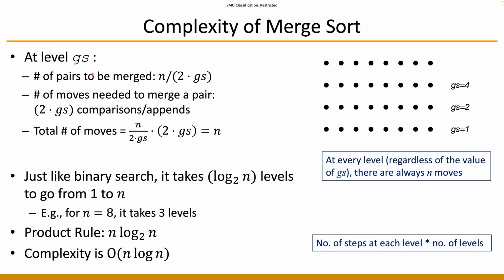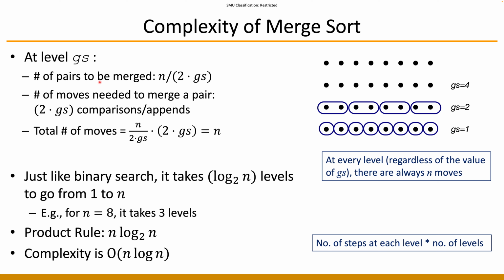At the highest level, the number of pairs to be merged depends on the GS. Suppose the current GS is 1. It basically means that the number of pairs will be reflected at the higher level. So here you have 8 elements. Let's say your GS is 1. It basically means that you have 4 pairs to be merged.